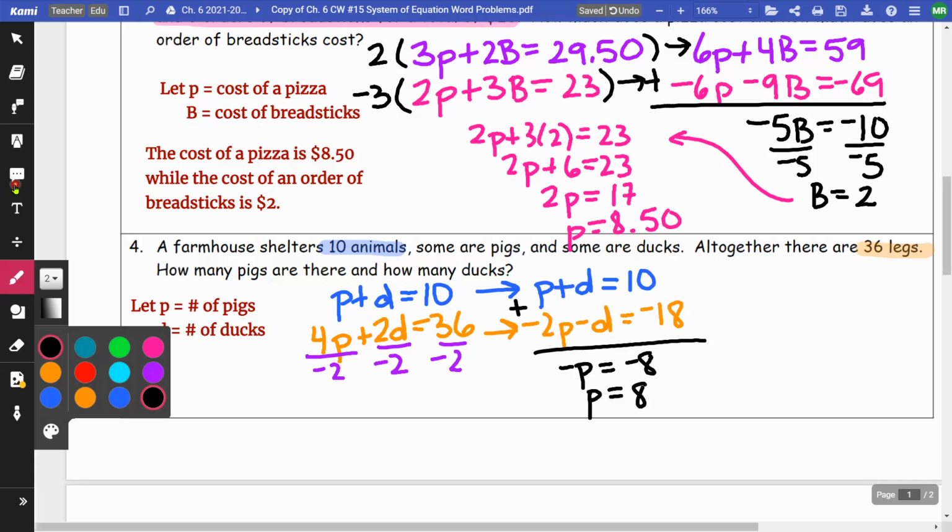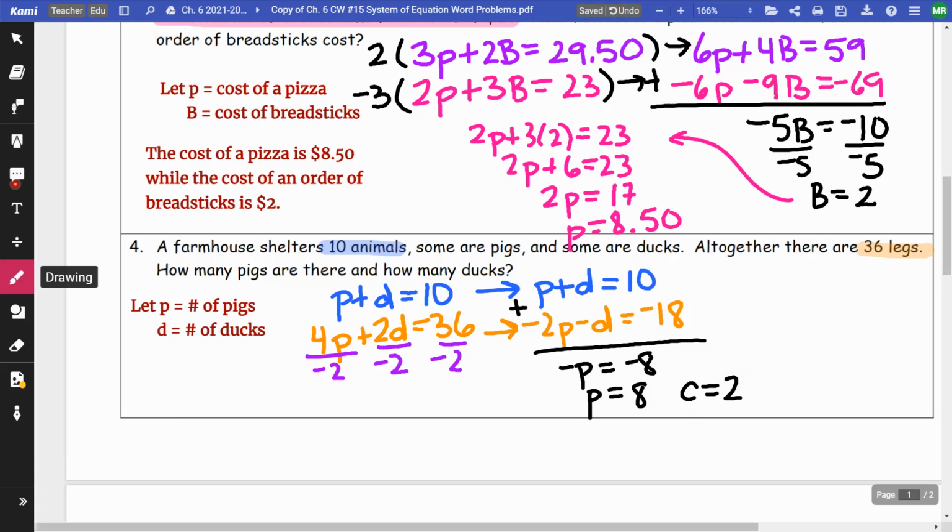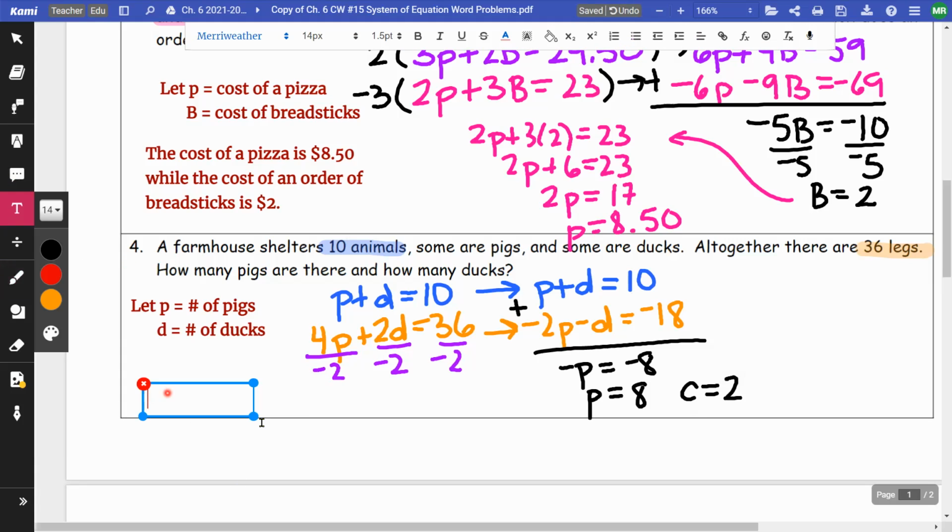Well, if I have 8 pigs and there's 10 animals, that means there are 2 ducks. So I'm going to write our answer in a complete sentence. There are 8 pigs and 2 ducks at the farmhouse.